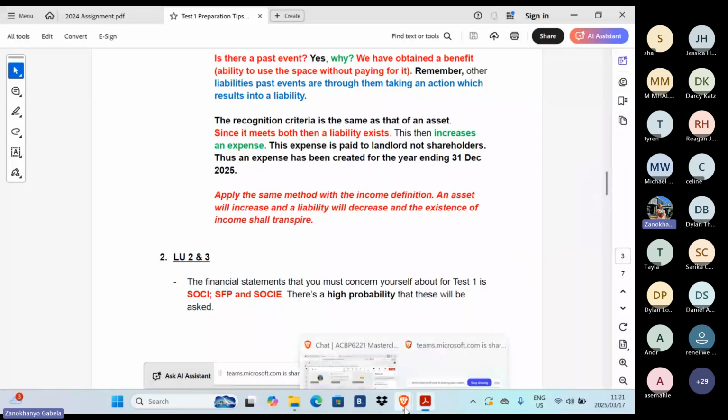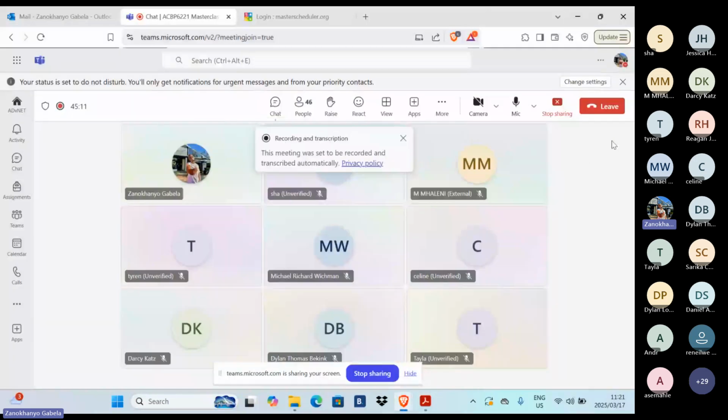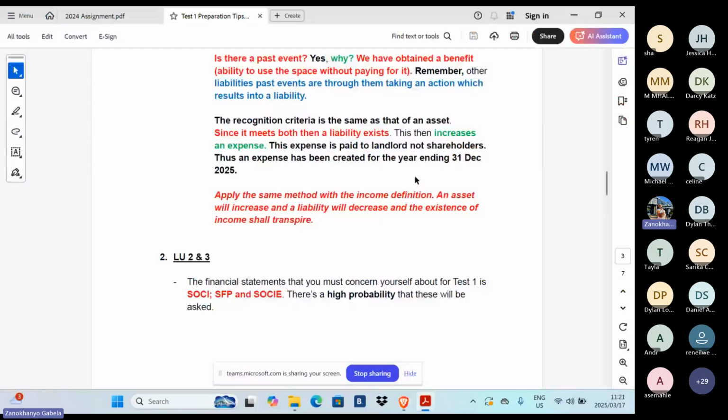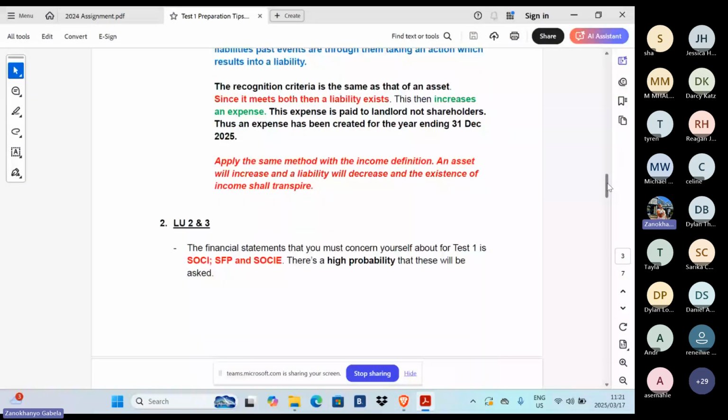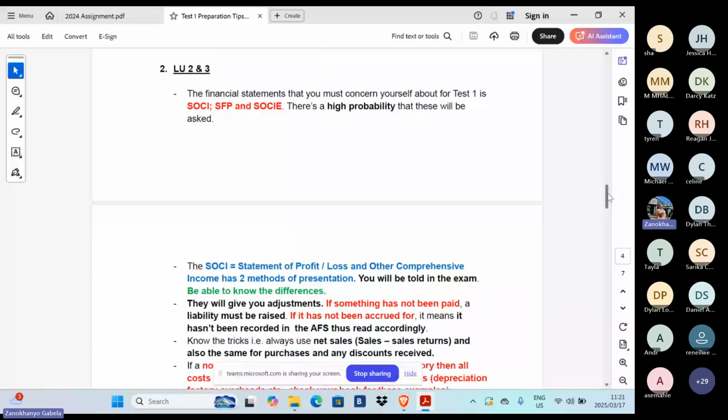Right, I'm just going to come back to the screen again just to see if we have any questions. Okay, I think everybody's happy because I don't see any questions or any hands. All right, let's continue with the last bit of the tips and then we can jump into the exam. Learning Unit 2 and Learning Unit 3. All right, so we're done with Learning Unit 1. So we're just going to go through Learning Unit 2 and 3 and see what can we tip ourselves from.